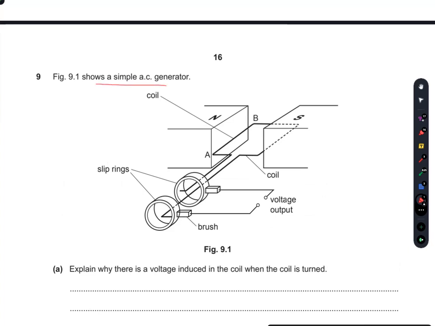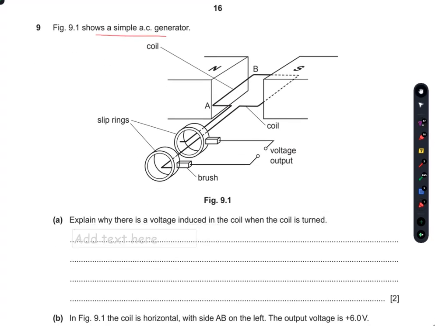So question number 9. Figure 9.1 shows a simple AC generator. Explain why there is a voltage induced in the coil when the coil is turned. When the coil is turned, its sides cut the magnetic field, and that's why the current is induced. That is in correspondence with the electromagnetic induction presented to us by Michael Faraday, and he says that a current is only induced when either current passes through a magnetic field or a magnetic field has some relation with the current.